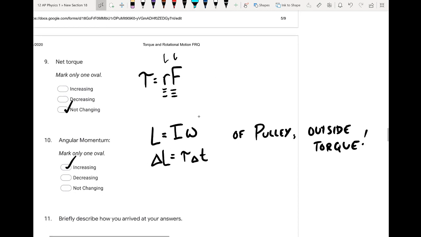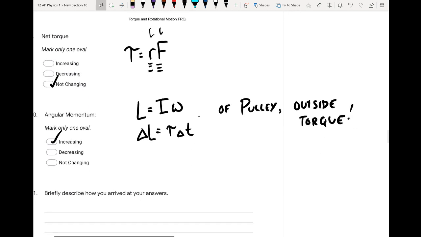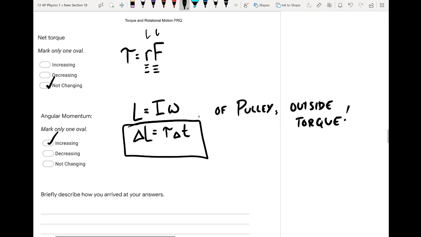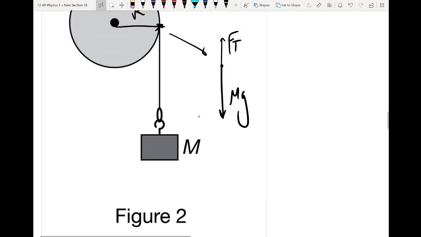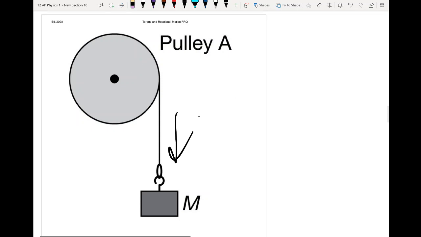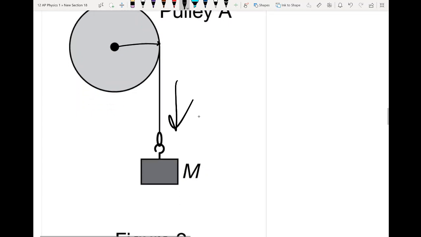For angular momentum, what we can think of is, okay, if we look at our system, if there's an outside torque acting on our system, then we have a change in angular momentum. That's dictated by this equation. So in this case, the system is just the pulley. So do we have an outside torque acting on this? Yeah, we're getting an outside torque from this mass. This mass is causing a force at some distance rp away from the axis of rotation.